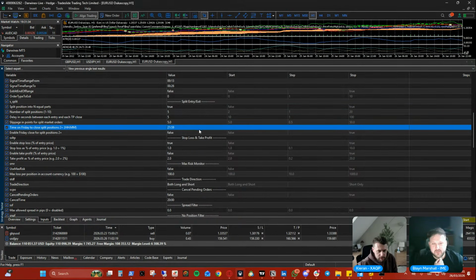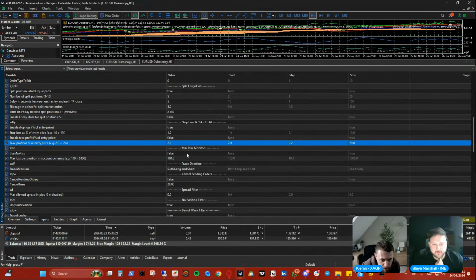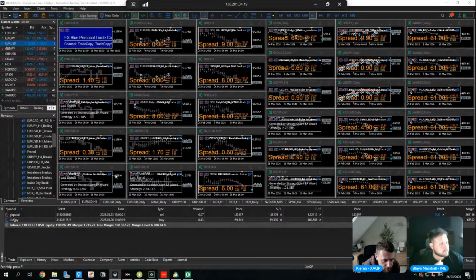5 positions. Stop loss true. Max risk monitor. I think I have this. Do I have that set?